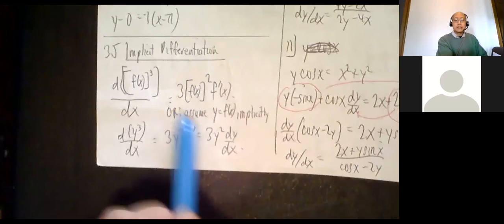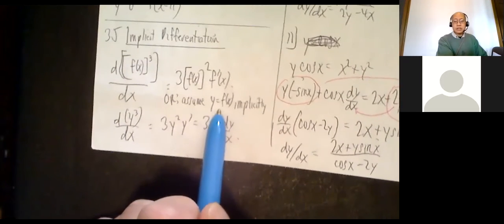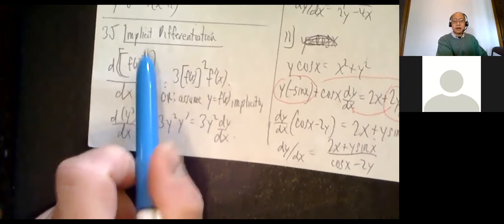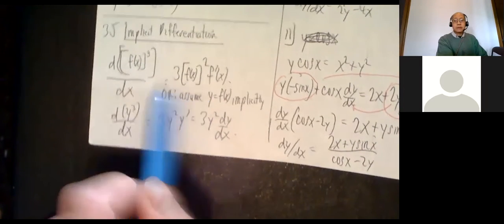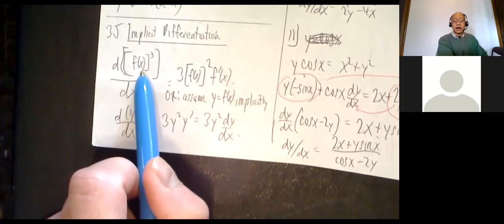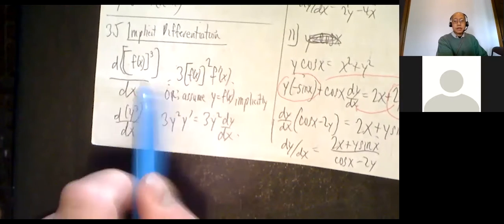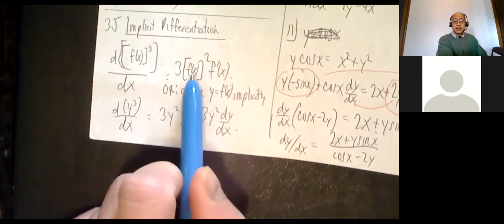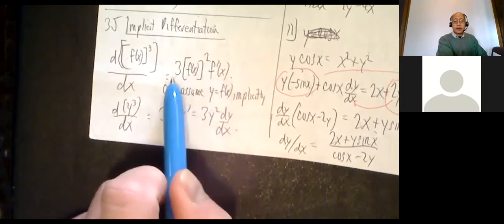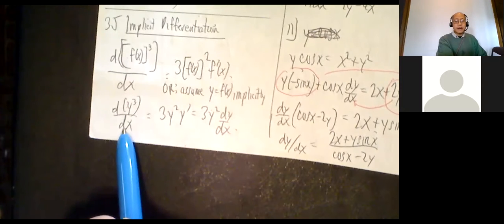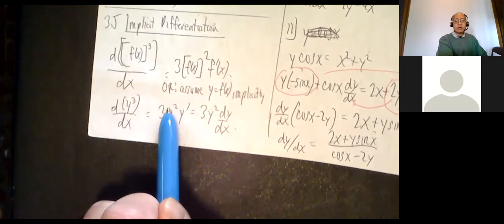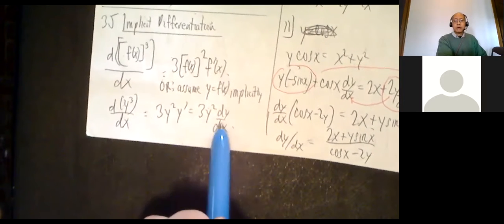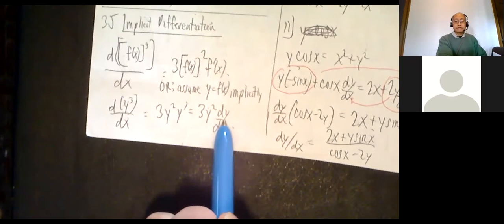Or assume that y is a function f of x. Maybe we can't write it explicitly. We don't have to worry about it. Let's just think about it implicitly. Suppose I change f of x to y. So make that a y: the derivative of y cubed with respect to x. Just replacing that with a y and that with a y. So the derivative of y cubed with respect to x is 3y squared times the derivative of the inside, which is y prime, or we can write dy dx.